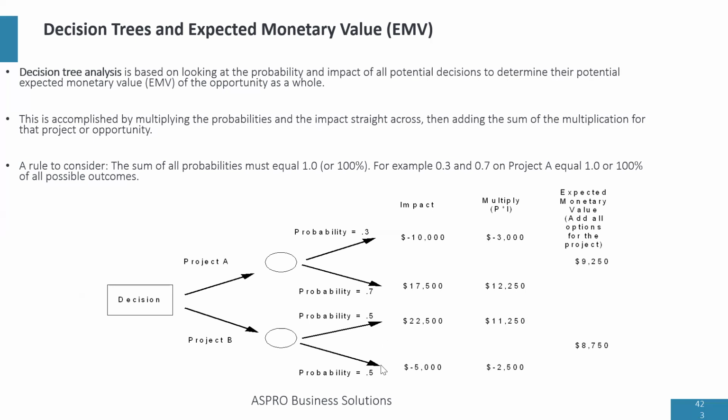Multiplying probability and impact gives us the risk exposure of this risk and this one. When you add them, you get 8,750. So we choose project A, which is 9,250, over B, and that's how you analyze the decision tree analysis.